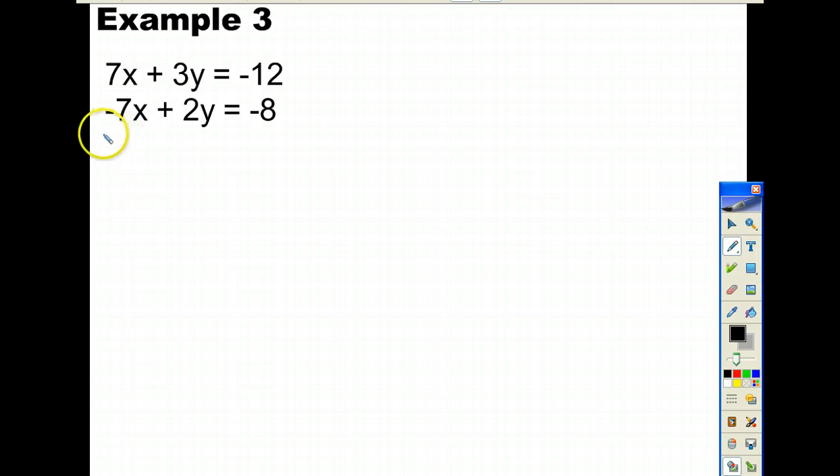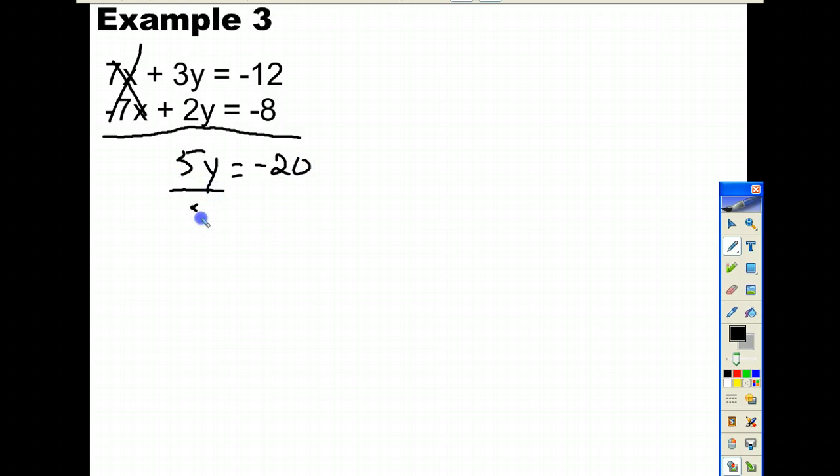All right, so let's see what you got here. If we look at this, looks like our x's will fall out here. We've got a 7x and a negative 7x, so those will cancel one another out, leaving us with 3y plus 2y. So we're going to have 5y equals negative 12 plus negative 8, which is a negative 20. Divide both sides by 5, so y is negative 4. So you should have gotten negative 4 as your y coordinate.